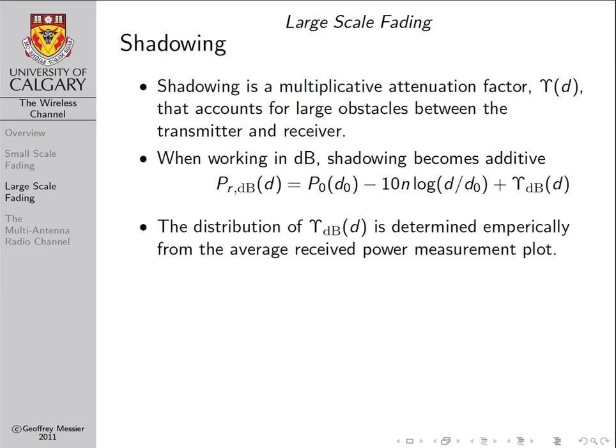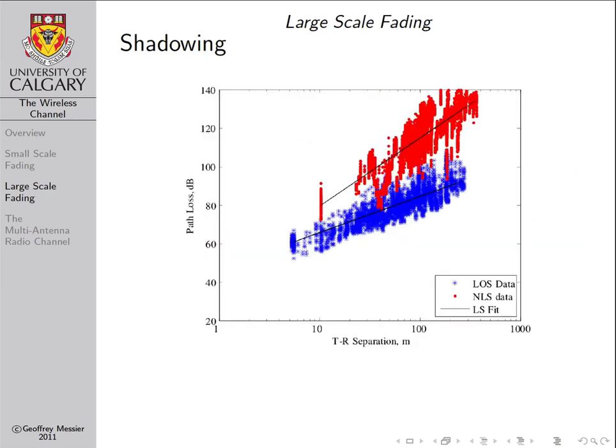The distribution of the shadowing factor gamma is determined experimentally or empirically from the average received power measurement plot. So how do we determine the distribution of that shadowing factor? Well, the first thing we do, and this is something we had to do to determine the path loss exponent, is create the best fit least squares line to the data. That's represented by these black lines.